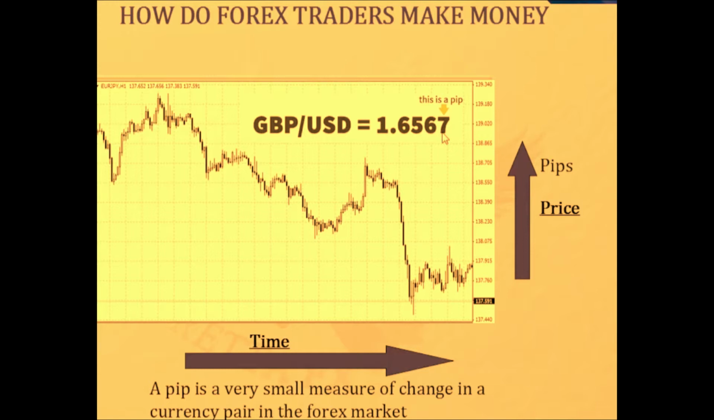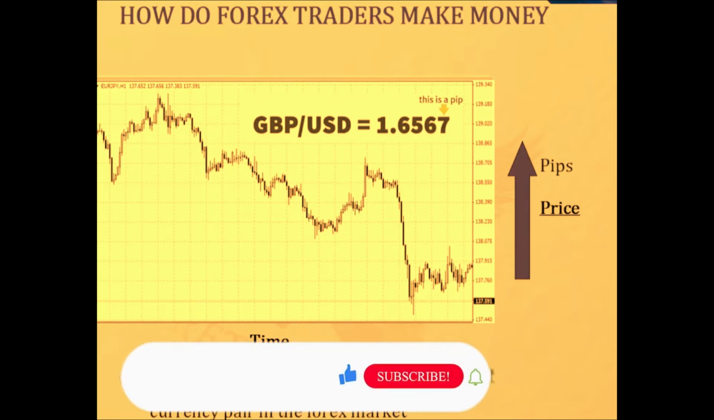This 7 represents a pip. If the market moves from 67 to 68, then we have a 1 pip move. If the market moves from 67 to say 70, then we have a 3 pip move. So that's essentially what a pip is, and we use pips to calculate our profits in the Forex market.